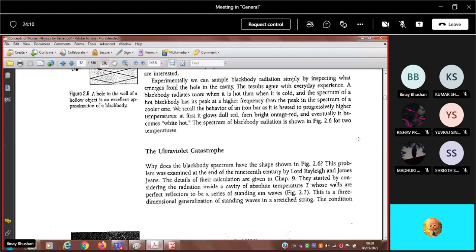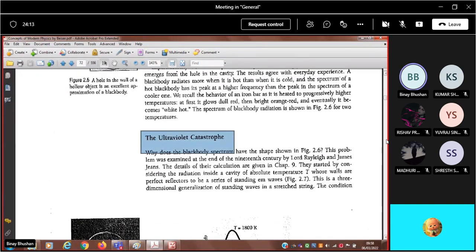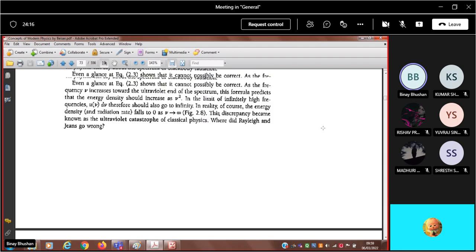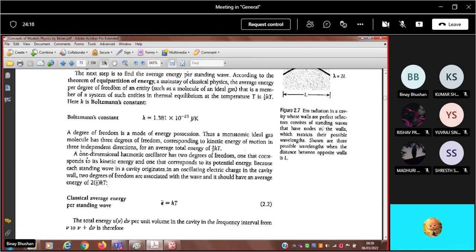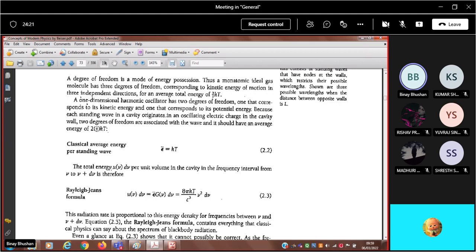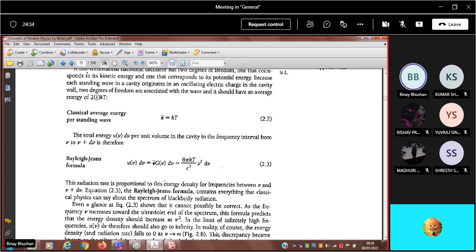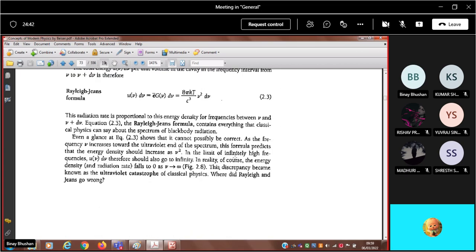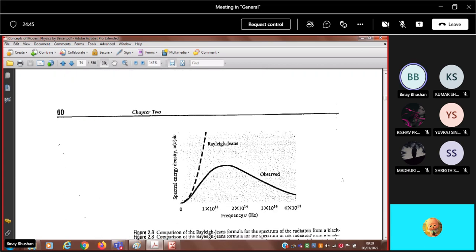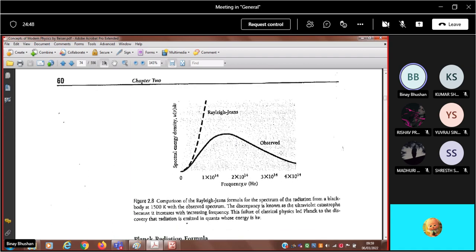Now see, this ultraviolet catastrophe is explained here. The classical average energy per standing wave is half kT. This is equation 2.2: epsilon bar is equal to half kT. This we have assumed as the average energy of an oscillator. So this is the Rayleigh-Jeans formula which I have written, equation 2.3: 8 pi kT by c cubed, nu squared d nu. Now this formula when plotted, you can see here it has been plotted.